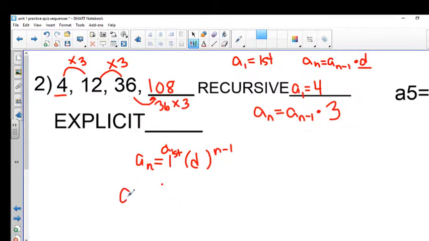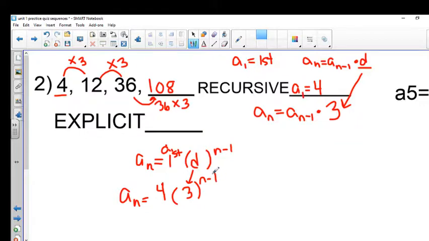So we're going to come here and we're going to plug in for our first term. Our first term, we know, is 4. Okay? Our D, if we come back over here, this is our D. Remember, this was our D. So we're going to put in 3. That goes there. Then we have n minus 1. And that's all we have to do for our equation.